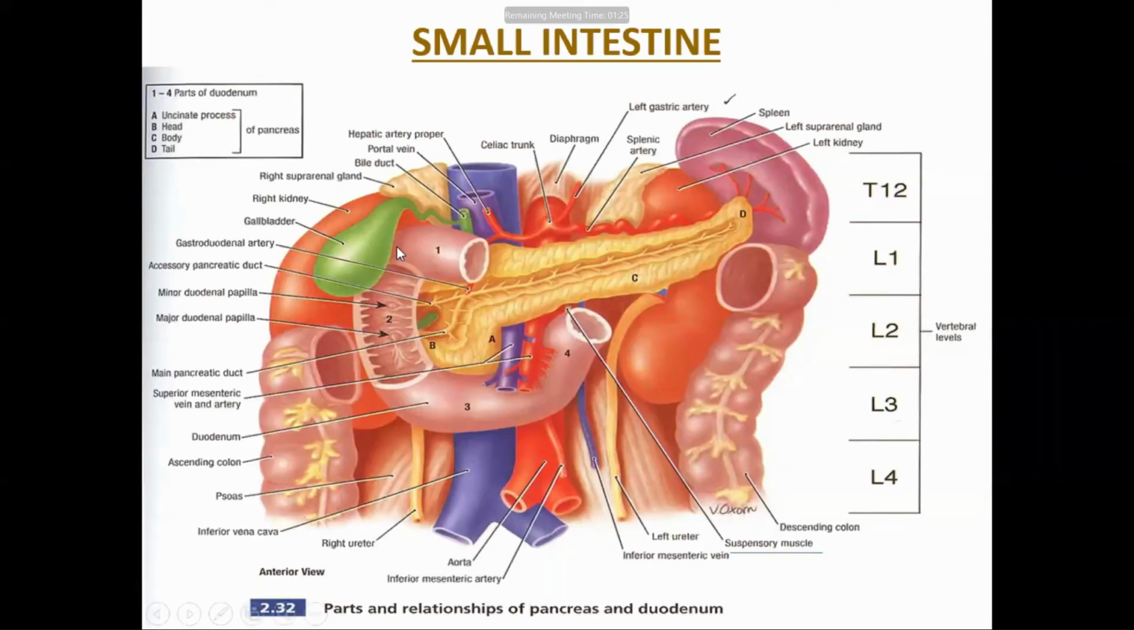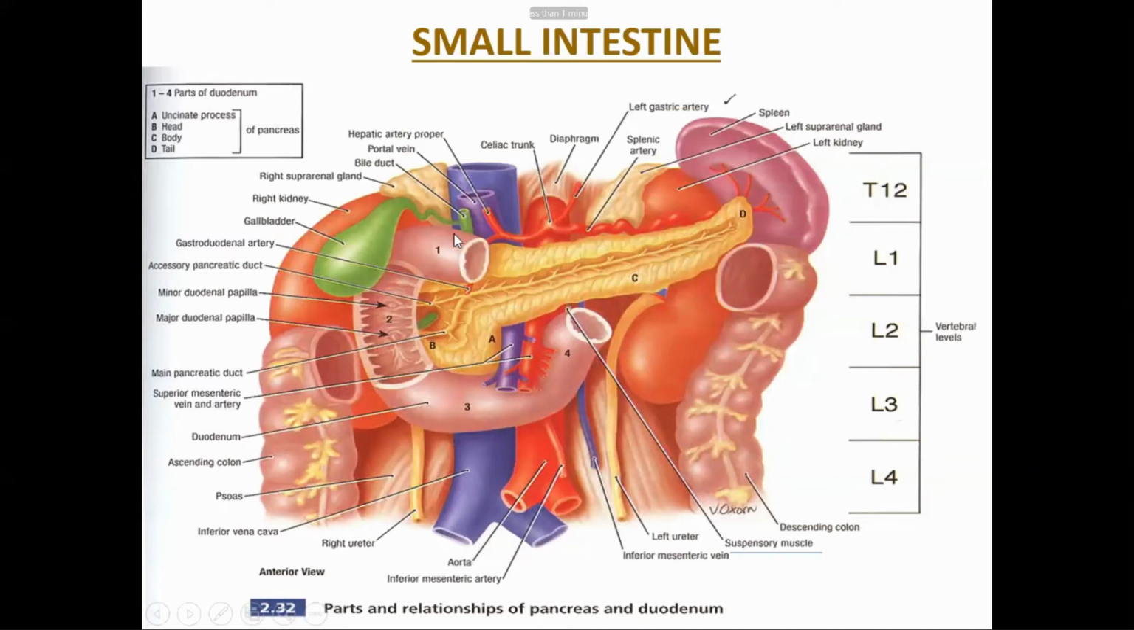So this diagram illustrates the relations of the different parts of the duodenum: first part, second part, third part, and the fourth part. The first part, anteriorly, is related with the gallbladder and quadrate lobe of the liver. Posteriorly are the bile duct, gastroduodenal artery, portal vein, and inferior vena cava.